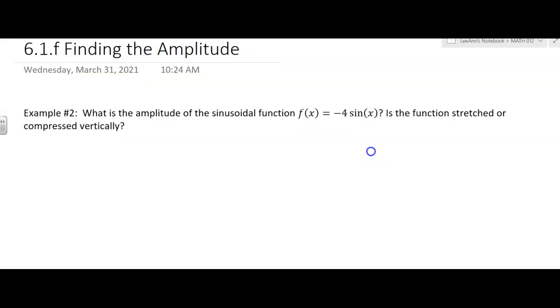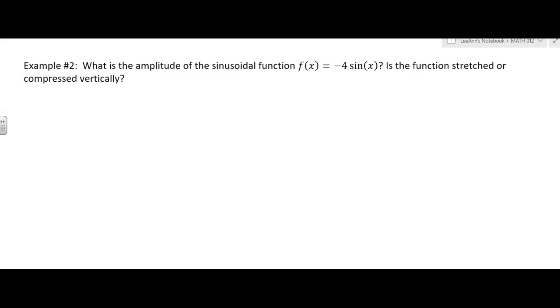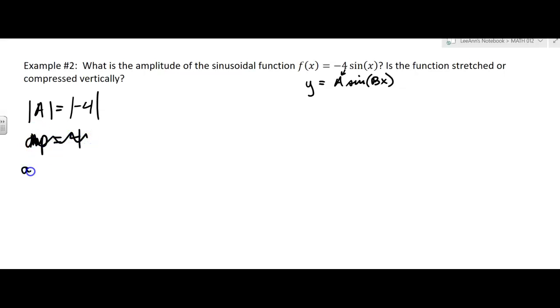Okay, so finding the amplitude. Well, it's in the form, right? Y equals A sine Bx. And so the amplitude is right there. It's going to be the absolute value of A, which is the absolute value of -4. So it's going to be 4. That's the amplitude. Amplitude is 4. Now, let's look at what this means for a graph.